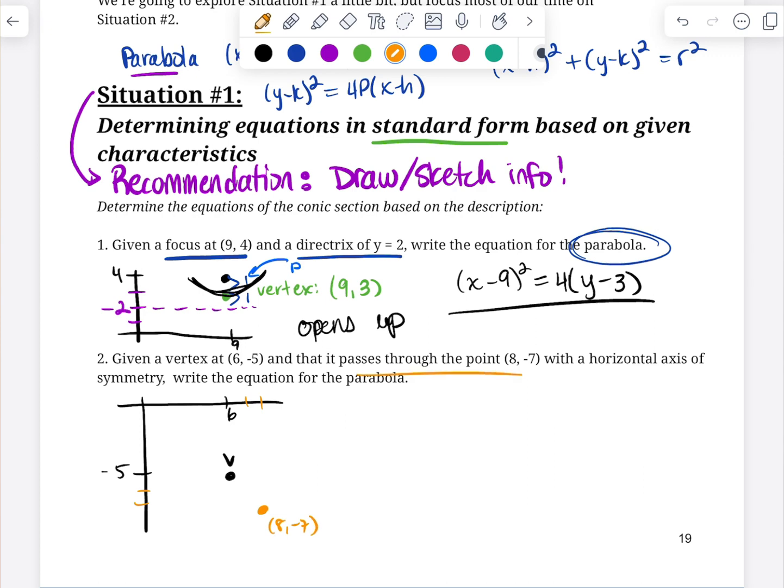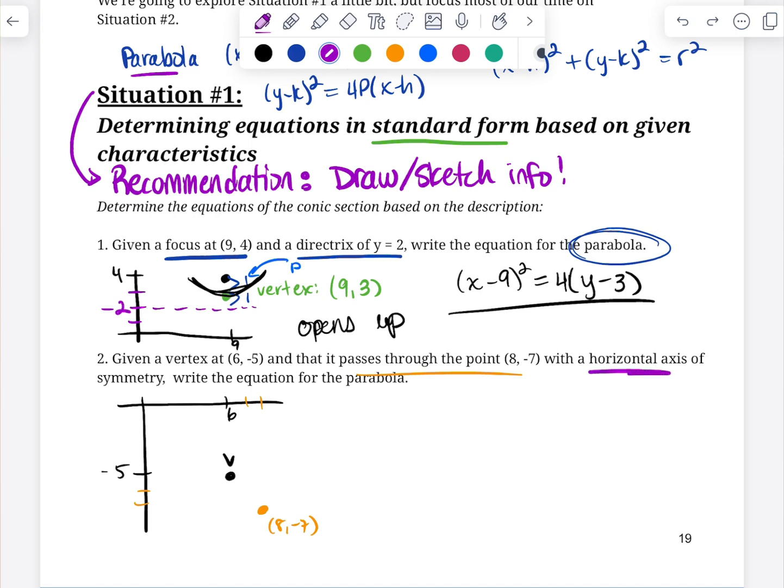Not a point, like not any particular point, just kind of another point on the parabola. So at this point, it's a little hard to tell what direction the parabola opens, because it could open this way, could open that way, and it's like, which way is it? So remember to use every piece of information that's given to you in the problem.